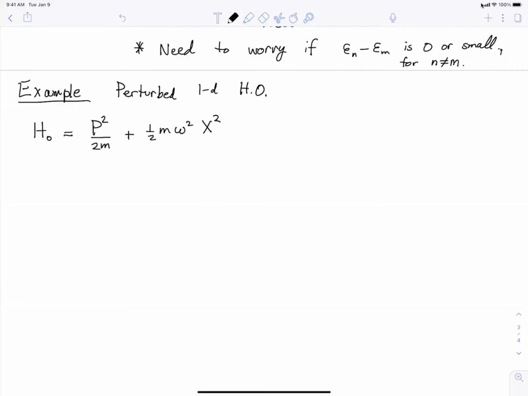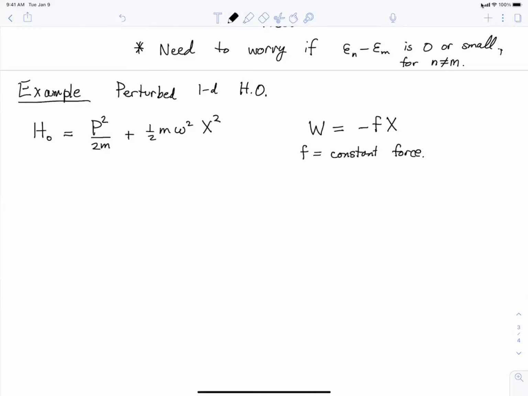Okay, and that's good because we know the eigenstates and eigenvalues of that Hamiltonian, and our perturbation W is going to be minus F times the operator X. So the interpretation of this is F is a constant force. So you can think of this as we start with a harmonic oscillator and we apply a constant force to it.